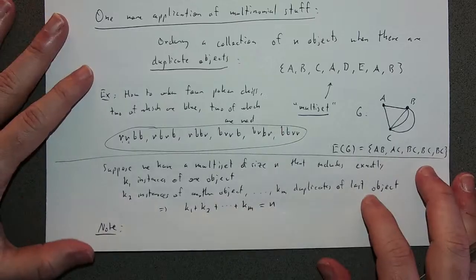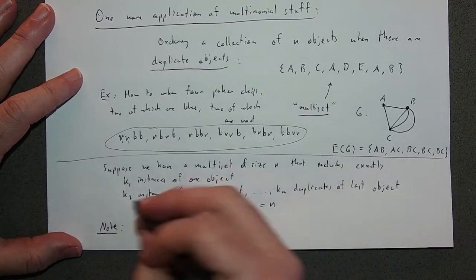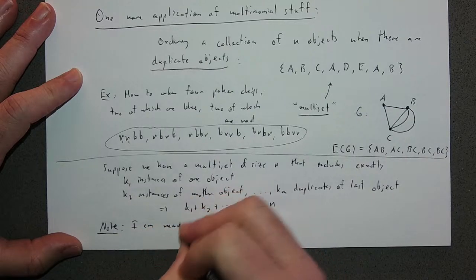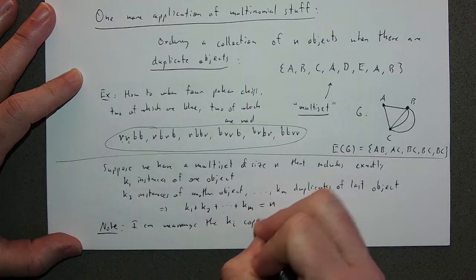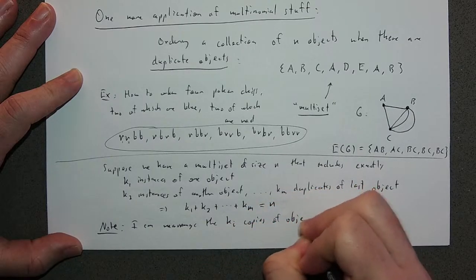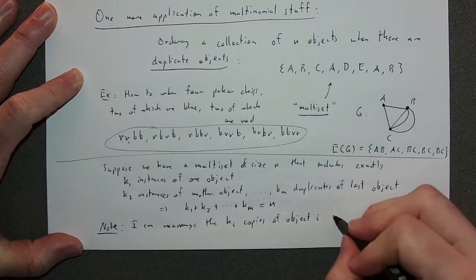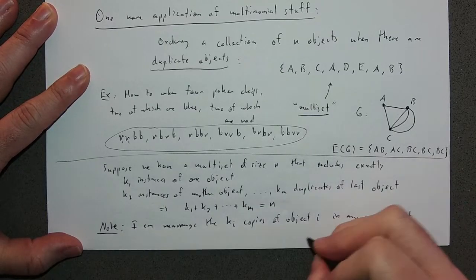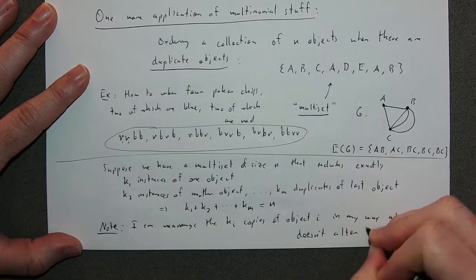So, when I do any of these orderings, I can rearrange the k sub i copies of object i in any way, and it doesn't disturb the arrangement. It doesn't alter the arrangement.